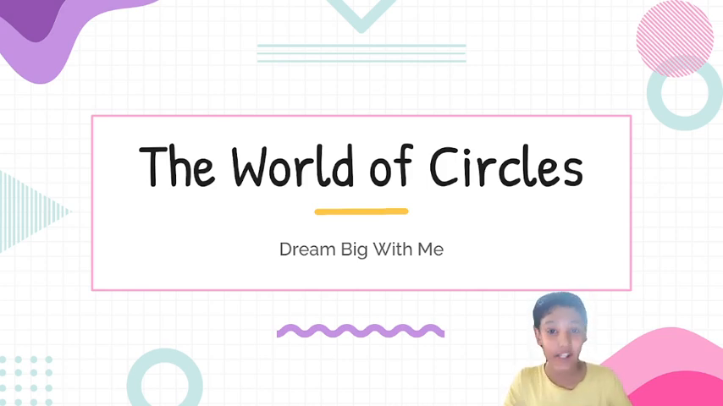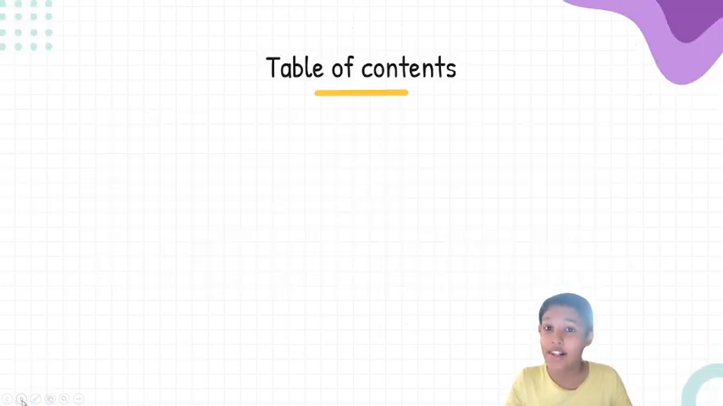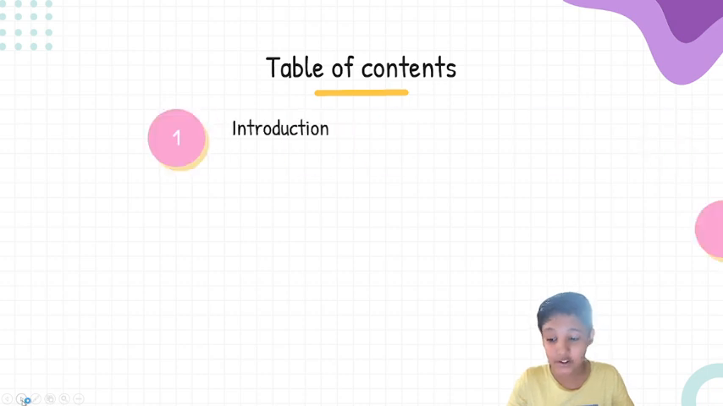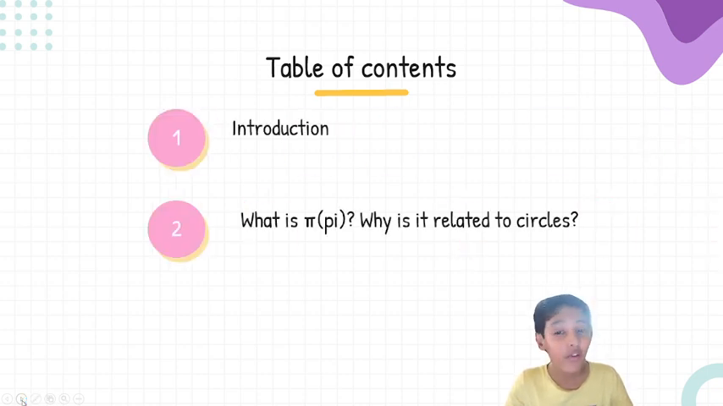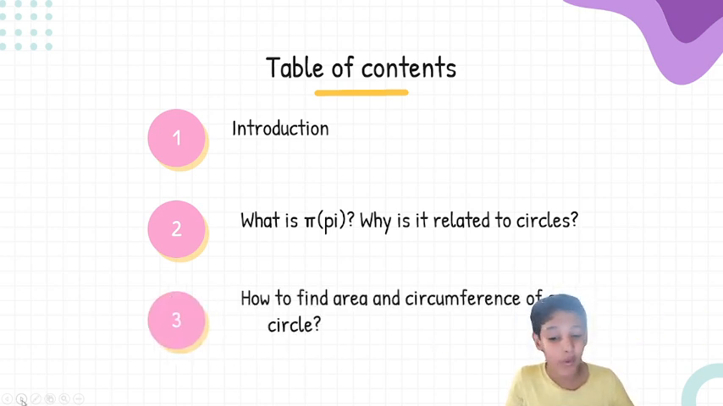In today's video, we will be covering the world of circles. So, let's take a look at what we're going to cover today. First, we'll start off with the introduction, followed by a brief overview about what is pi and why it is related to circles. And then we will learn how we're going to find the area and circumference of a circle. Let's get started with the introduction.